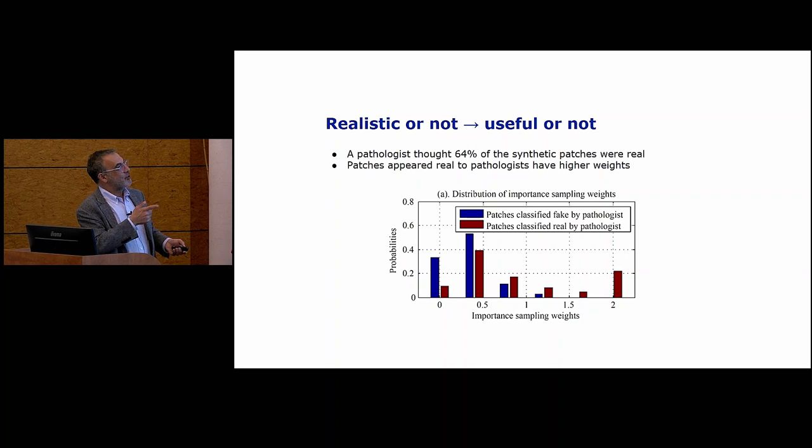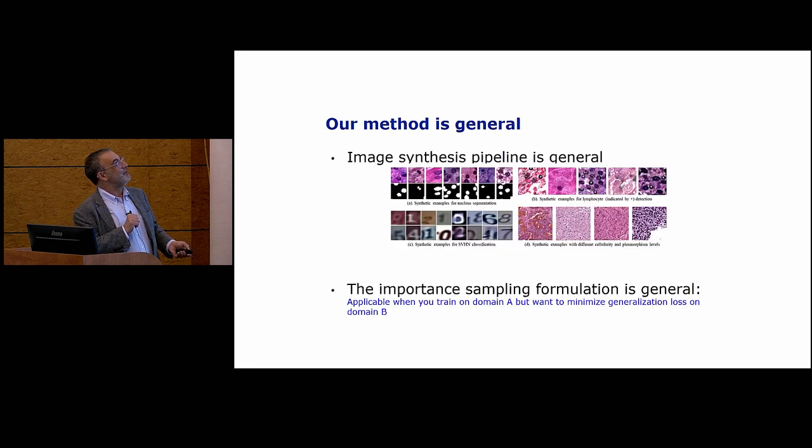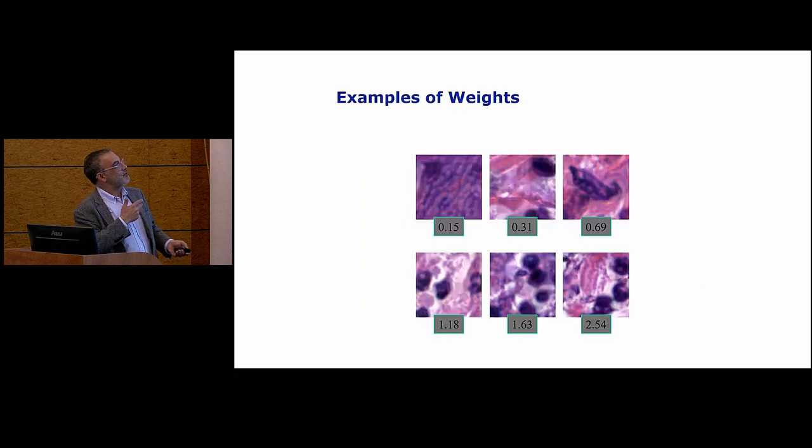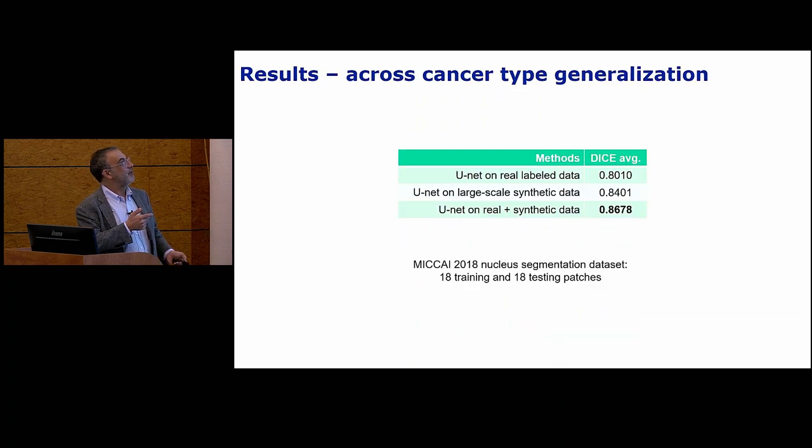Another thing we did was to have pathologists guess whether tissue was fake or not. They could sometimes tell, and sometimes couldn't. But then we also looked at it by the sampling weight. In other words, if the algorithm thought that the thing was terrible, then pathologists thought it was terrible too. These are examples of the weights.